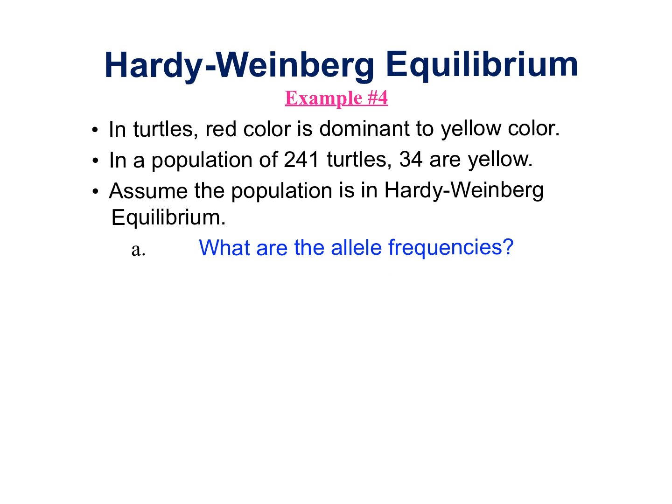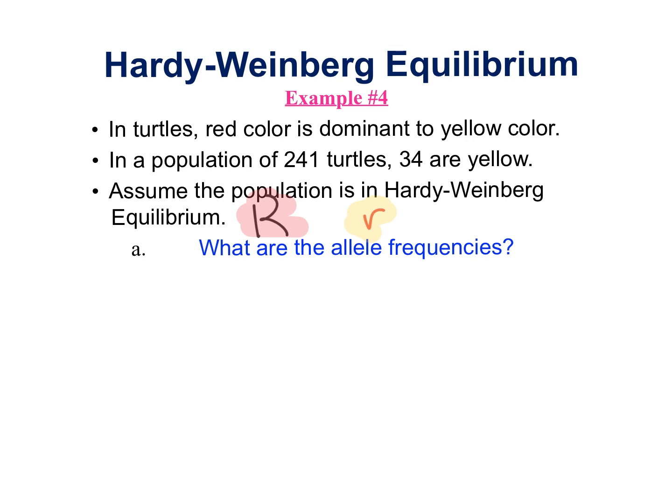So first we want to decide what our letters are. So we have red as being dominant and yellow as being recessive. So we are going to use our dominant letter. So big R is going to be for red, and our little r is going to be for yellow. So let's first determine what percent of our turtles are in this yellow phenotype. So we know that we have 34 of them.